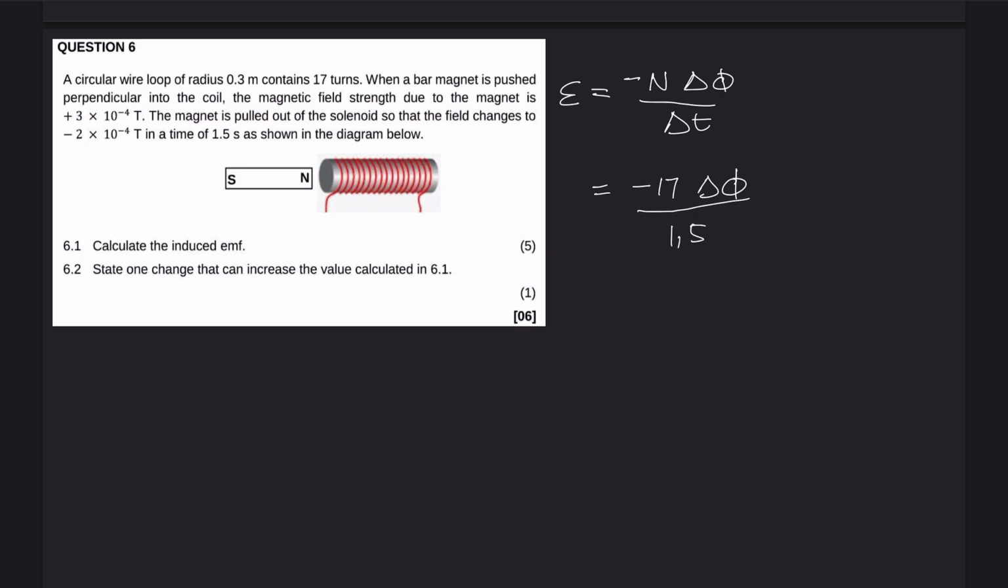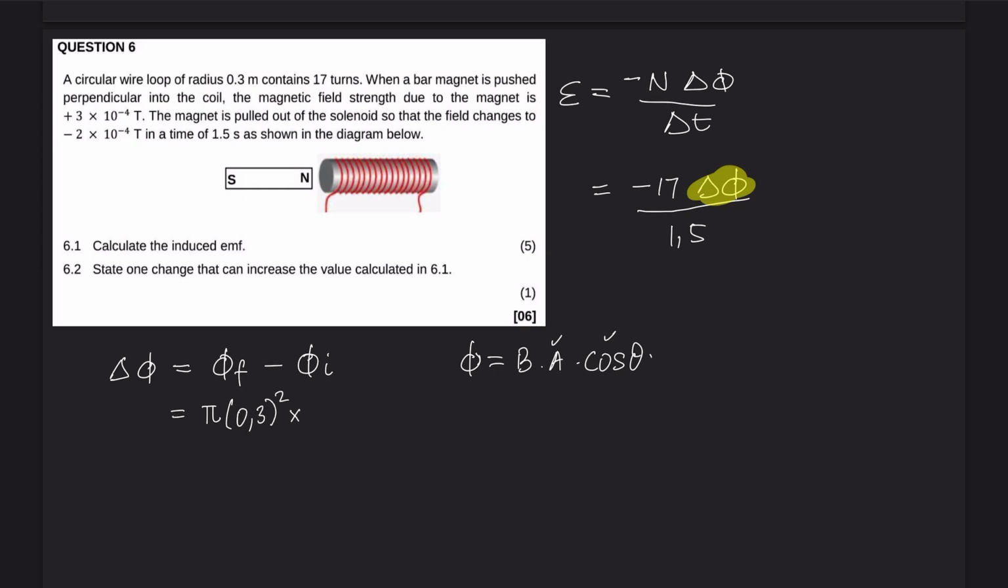So what we need to work out is this. That's probably why it's worth 5 marks, because you need to do different calculations. So we can calculate delta phi on the side. We can say delta phi is equal to final minus initial. Now we can work out, because we know that phi equals BA cos theta. The area is the same and cos theta is the same, so we can take that out as a factor. Okay, so work out the area. The area of a circle is pi r squared. So pi times 0.3 squared, and then multiplied by cos.